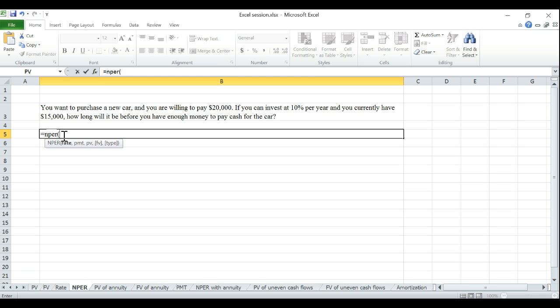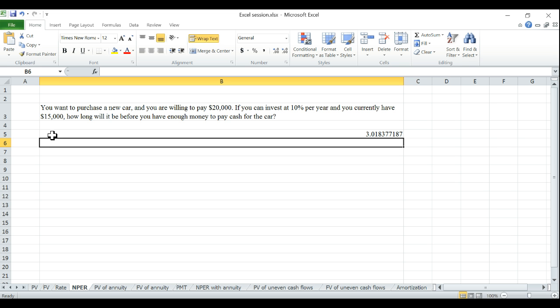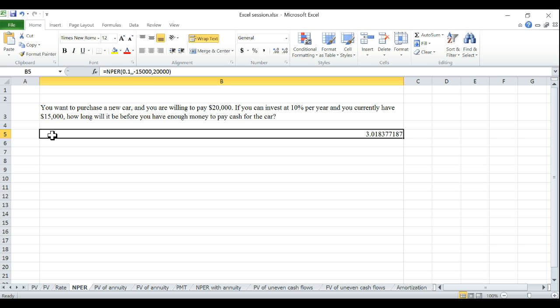So here we are willing to pay 20,000 for a car, and we have 15,000 right now. Our goal is to make that 15 into $20,000, and the interest rate is 10%. So how long will it take? The interest rate is 10%. There is no payment again. We are investing the $15,000 that we have, and our goal is to make it $20,000. That's what we want back in the future, so that's positive. Then close the parentheses, and that will give you the number of periods, and it is 3.02 years.